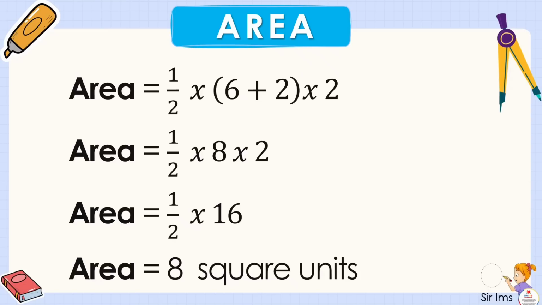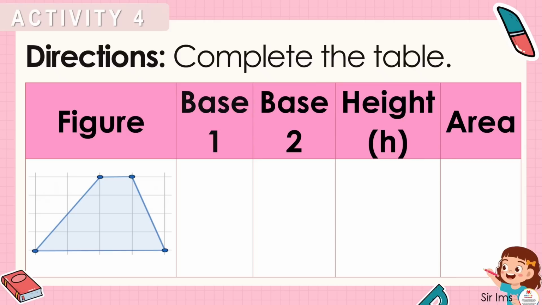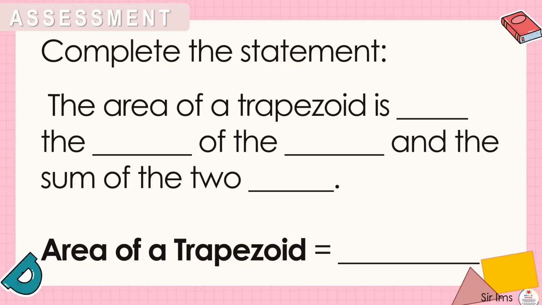So this time, you're going to complete the table. You're going to find the area of a trapezoid. First, get the base 1, then get the base 2, add it, multiply it to the height, and after that, divide it by 2 to get the area of the trapezoid. Complete the statement: the area of a trapezoid is 1/2 of the product of the height and the sum of the two bases.